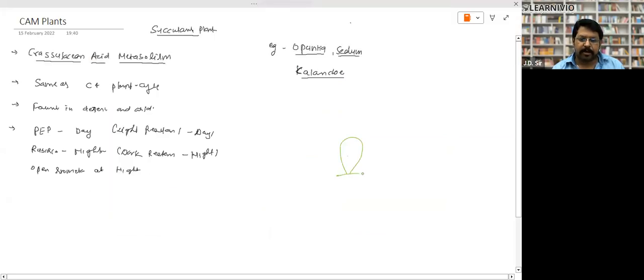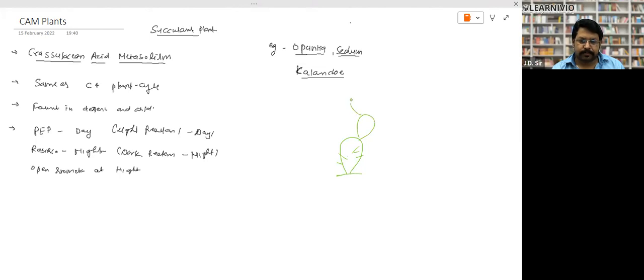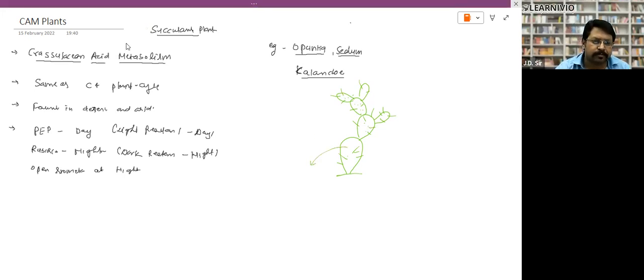This kind of desert plant has spines like this. This is Opuntia, basically, and they have spines. The leaves get modified into spines, and these stems are green and perform photosynthesis. This is the stem which performs the photosynthesis.